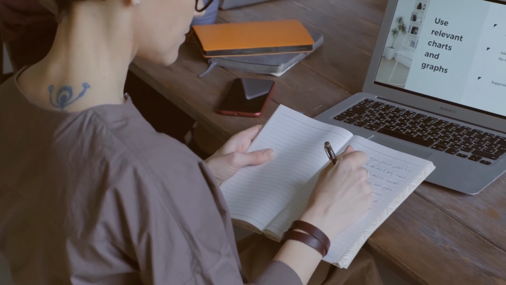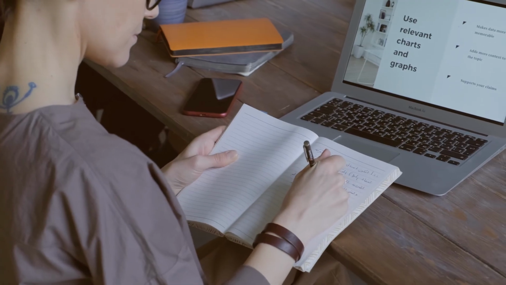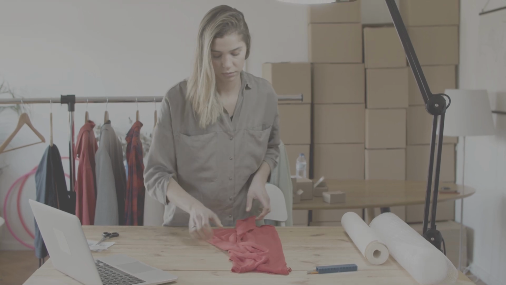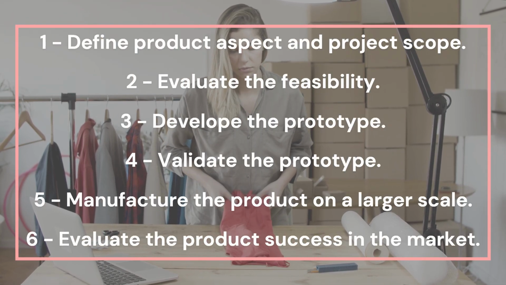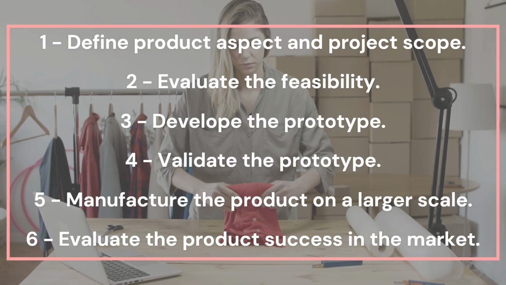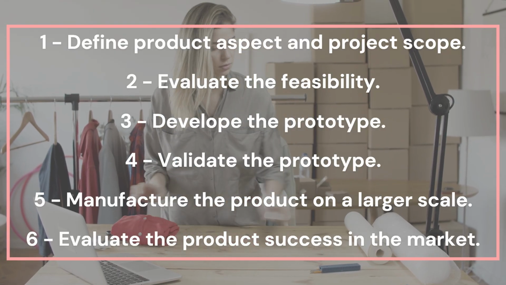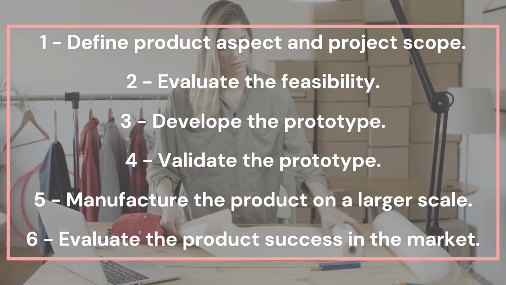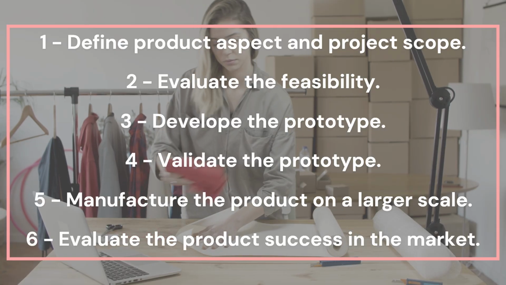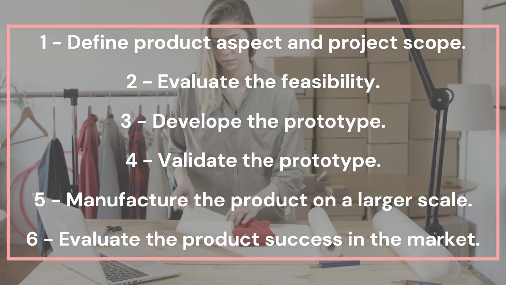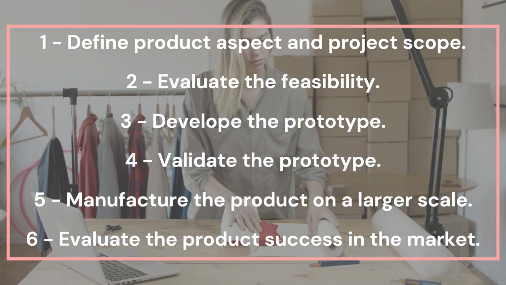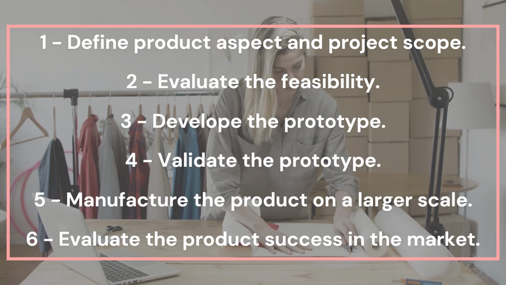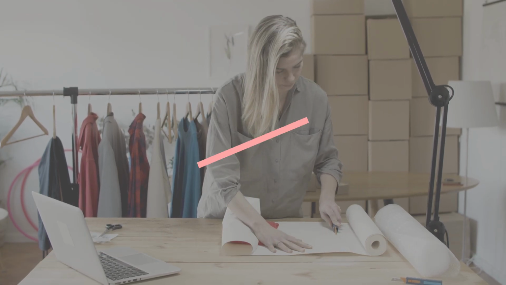This process involves multiple phases or a stage-gate process, which can vary from organization to organization, but usually it includes the following. First, you're defining the product spec and the project scope. Second, you're evaluating the feasibility. Third, you're developing the prototype. Fourth, you're validating the prototype via testing and analysis. Fifth, you're manufacturing the product on a larger scale. And sixth, you're evaluating the product's success in the market after launch.